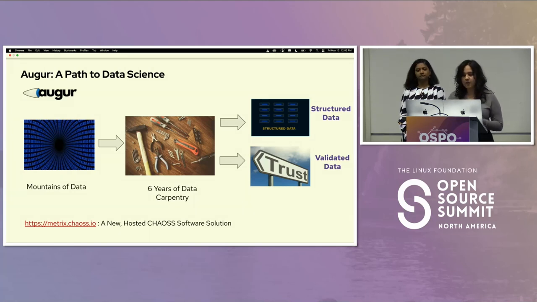It's an open source project which was started by Professor Sean Goggins at the University of Missouri. Augur creates a database of events in OSS projects, so it essentially collects GitHub data and all the associated things like commits, PRs, issues, reviews, contributors. It's a part of the CHAOSS community, the Community Health Analytics in Open Source Software project. Essentially, it helps structure the mountains of knowledge coming in from GitHub into more structured databases that can be used by data scientists like us.